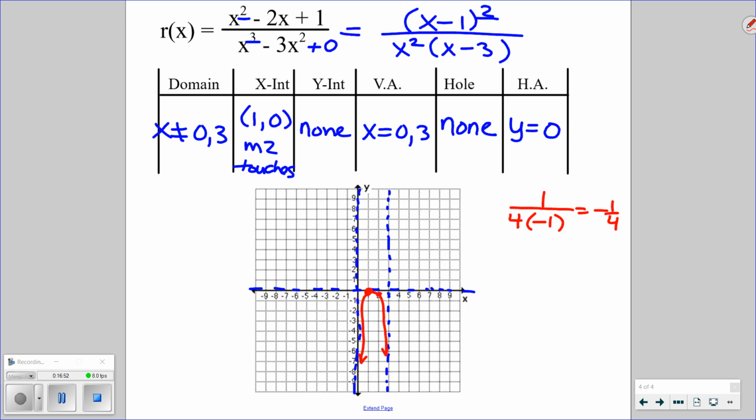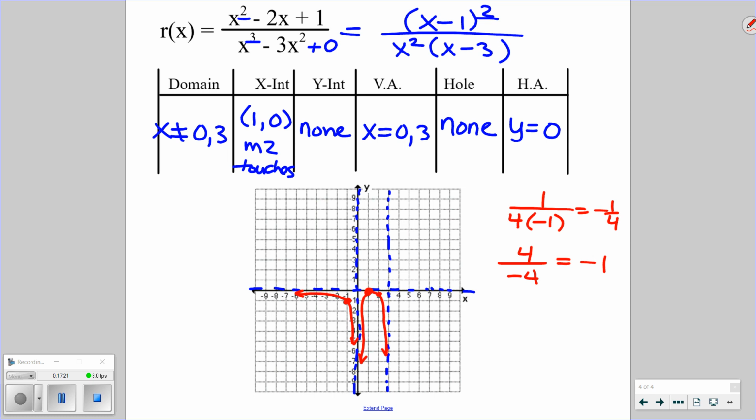So like, let's say we plugged in negative 1 this time, we would get negative 2 squared, which is 4, over, well, negative 1 squared is 1 times negative 1 minus 3, which is negative 4. That'll simplify to negative 1. So negative 1, that point is right here. So that tells me the graph looks like this.